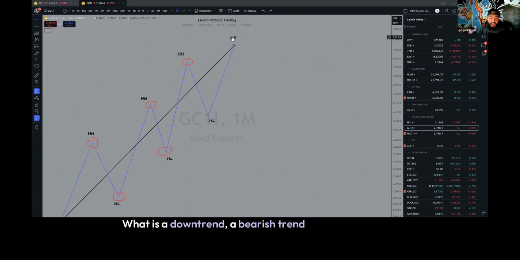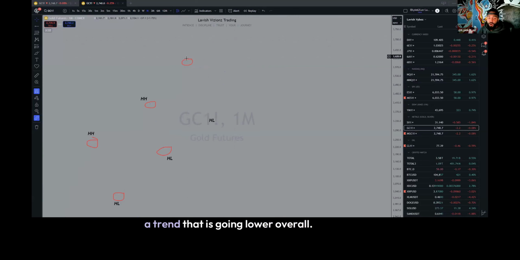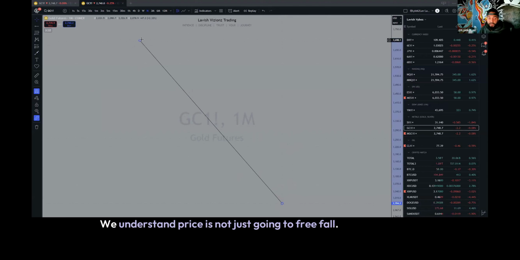What is a downtrend? A bearish trend, a trend that is going lower overall. If we always have to read from left to right, that means from point A to point B, price needs to be getting lower. So remember, if we're always reading from left to right, well, we have 2 points. This is the left point, lower than where we started. We understand price is not just going to free fall.